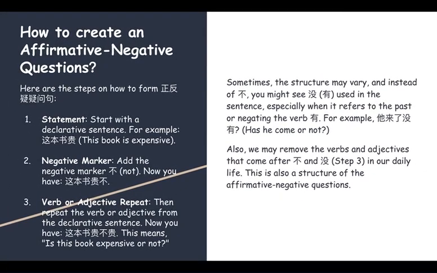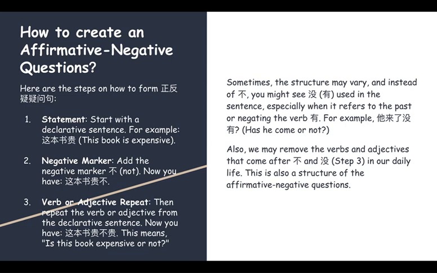To create an affirmative negative question, we start with a declarative sentence. For example, 这本书贵. This book is expensive. Then add the negative marker 不, not. Now you have 这本书贵不? Finally, repeat the verb or adjective from the declarative sentence. Now you have 这本书贵不贵? This means, is this book expensive or not?